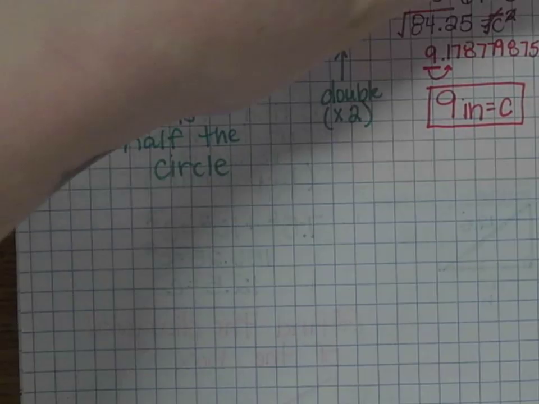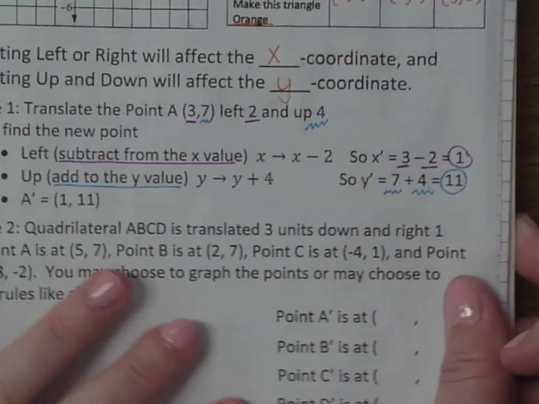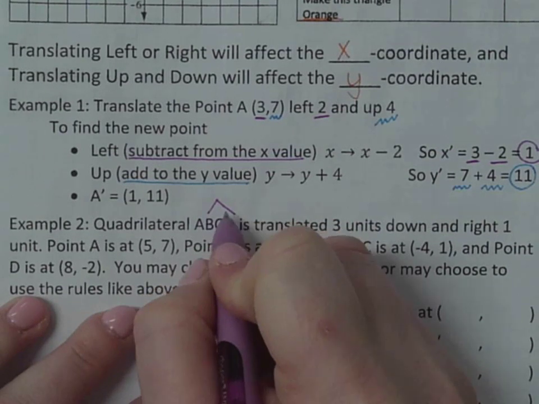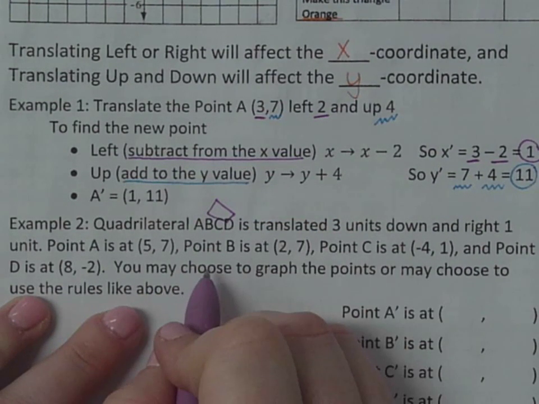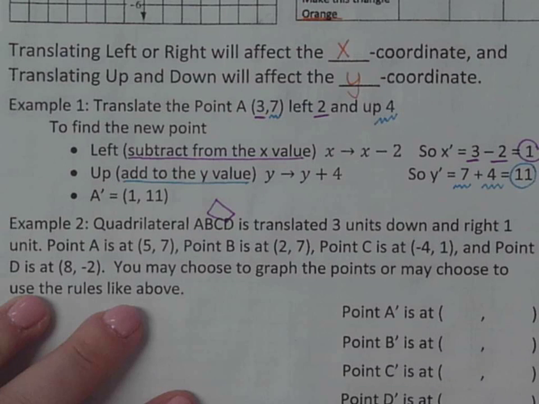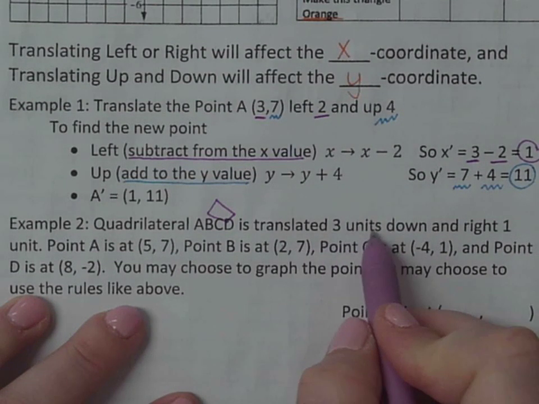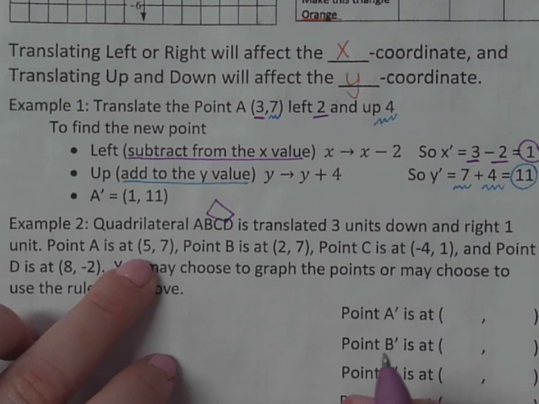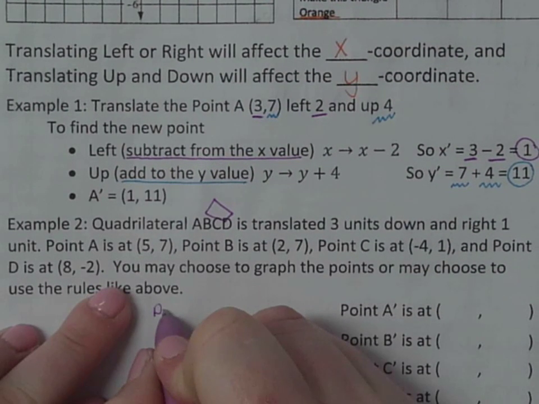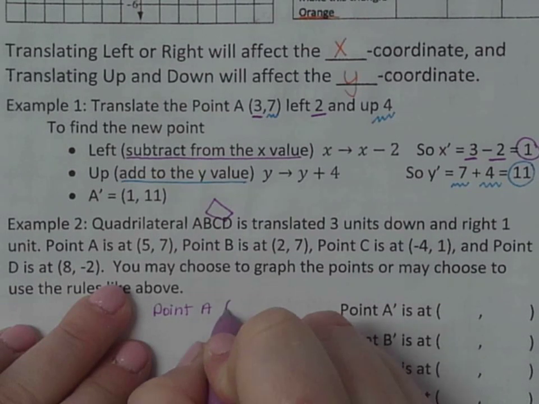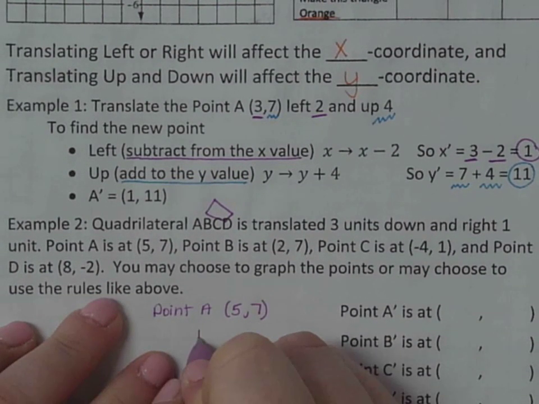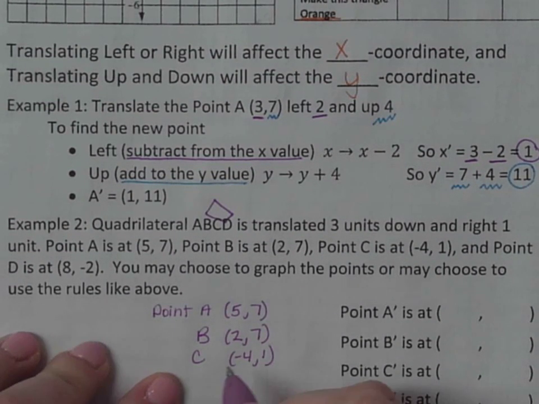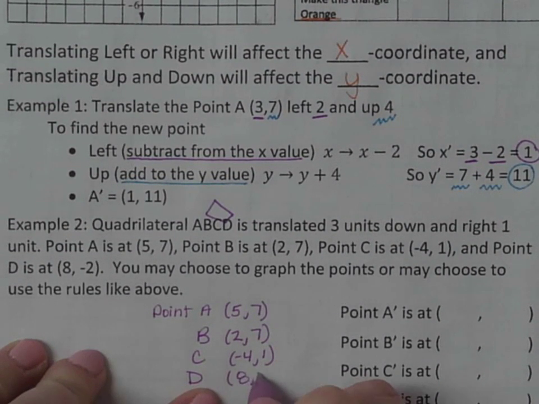Okay, so now let's do this one right here. So we're going to take a quadrilateral, which a quadrilateral is just a four-sided shape. So if you actually graphed all of these points, you would see a quadrilateral that looked kind of like that. And we're going to move 3 down and 1 right to all of these points. So point A is at 5, 7. B is 2, 7. C is -4, 1. And D is 8, -2.